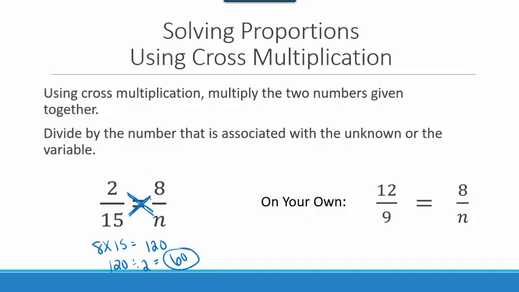So I always tell students, multiply your numbers first, and then always divide by the one that's with the variable or the letter. So pause for a minute and try this one. So we're going to do 9 times 8 first, which is 72, and then we will divide by the one with the variable, which is 12. And so we should get n is equal to 6.